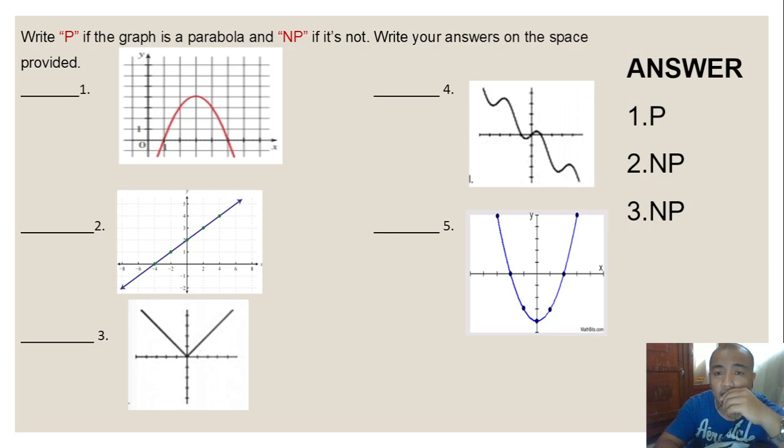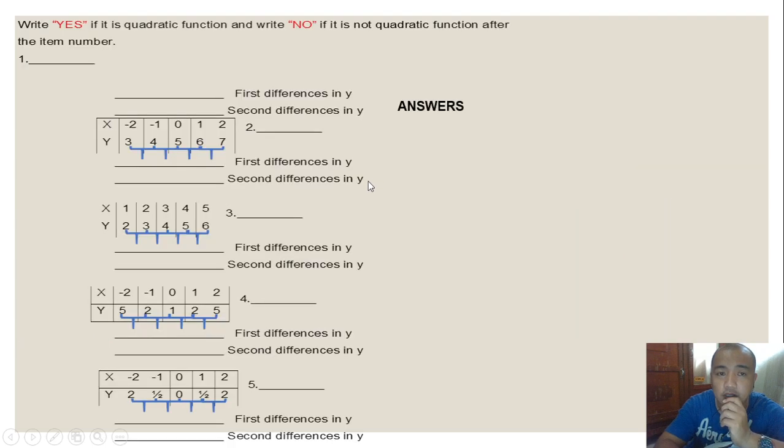It's not a parabola because it's a B shape. B shape is not a parabola. It should have been a U shape. How about number 4? Of course, it's not a parabola. And 5, it is a parabola that opens upward. Okay. So number 1 and number 5 are the only graphs of quadratic functions. 2, 3, 4 are not the graphs of quadratic function.